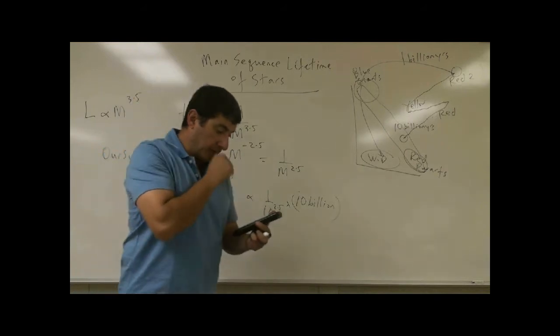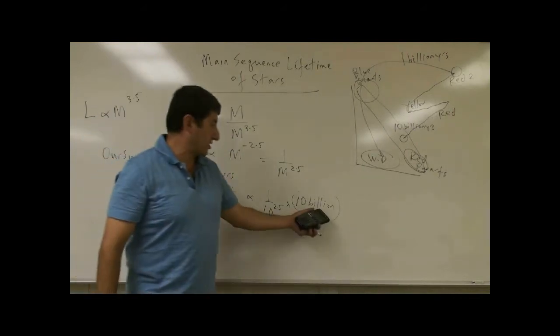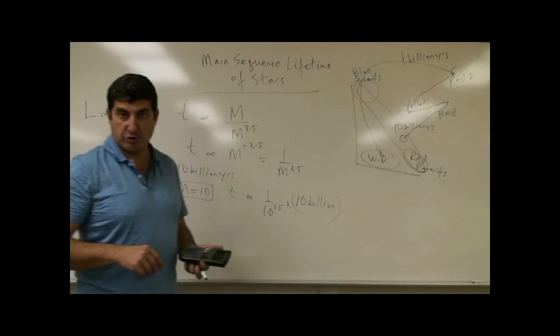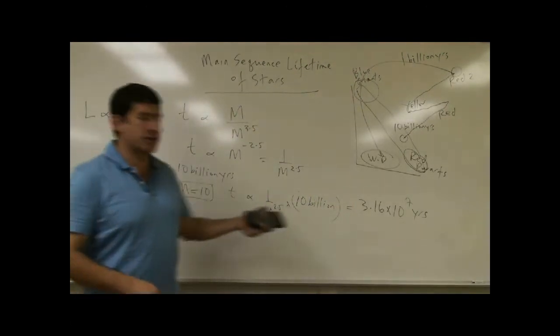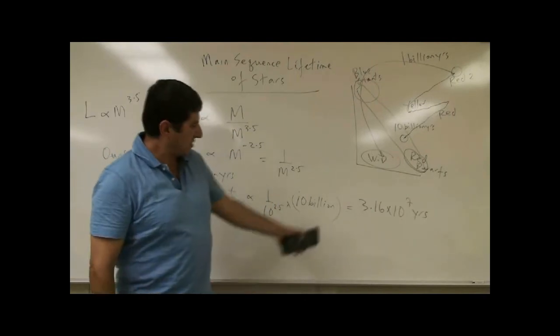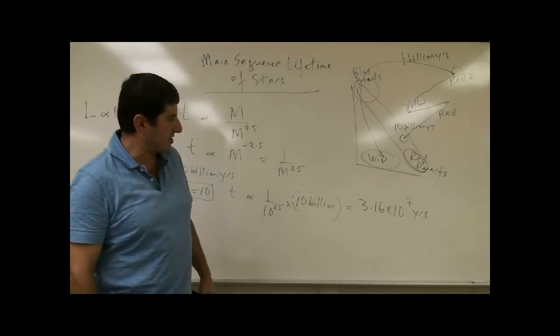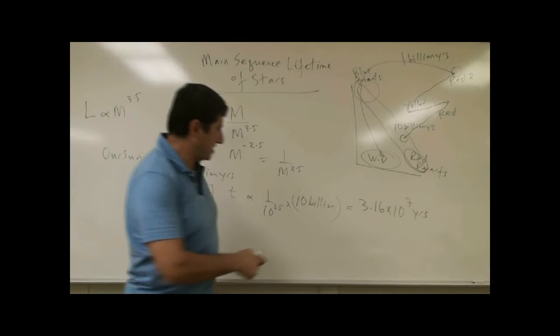Okay, and then we multiply this because remember 1 billion is 10 to the power 9. Okay, so a star that's 10 times heavier will live how long? 3.16 times 10 to the 7 years. In terms of million or billion, what is that?